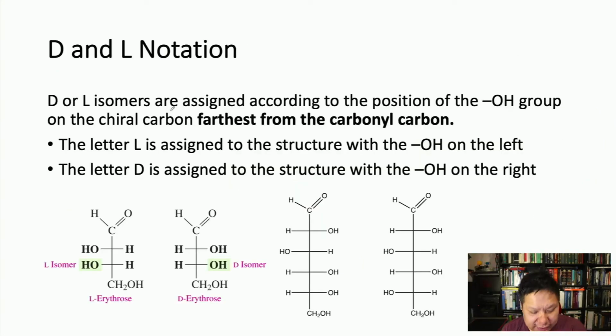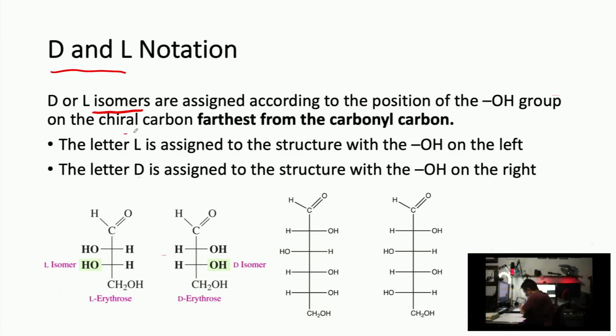So now that we've discussed the Fischer projections, we now need to turn our attention to D and L notation. D and L notation is talking about D and L isomers. And that designation is based on the chiral carbon that is furthest away from the carbonyl group. Okay? So if we look at this erythrose down here, the carbonyl group is up here.